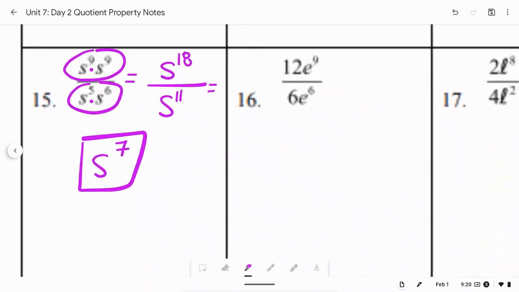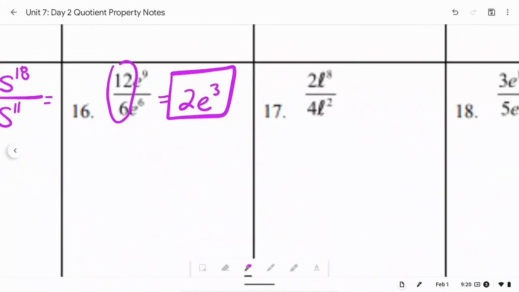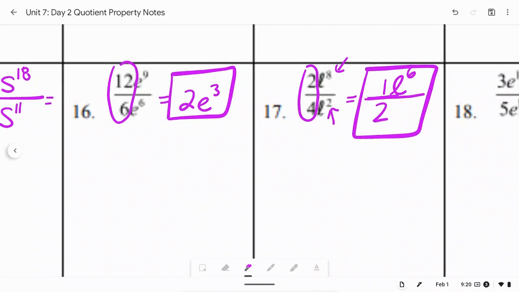In 16, we need to reduce 12 over 6, and we get 2, and then subtract our exponents. 9 minus 6 is e to the 3rd power. Same thing in 17, reduce 2 over 4. Using the fraction button in your calculator, you should get 1/2, and then subtract the exponents. So 8 minus 2 is L to the 6th, and just make sure you always put it in the numerator when you're subtracting.